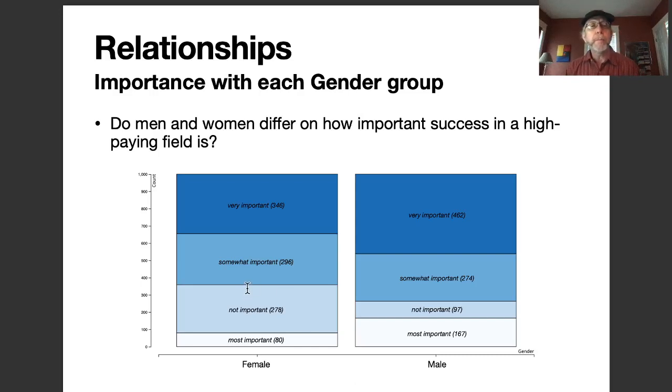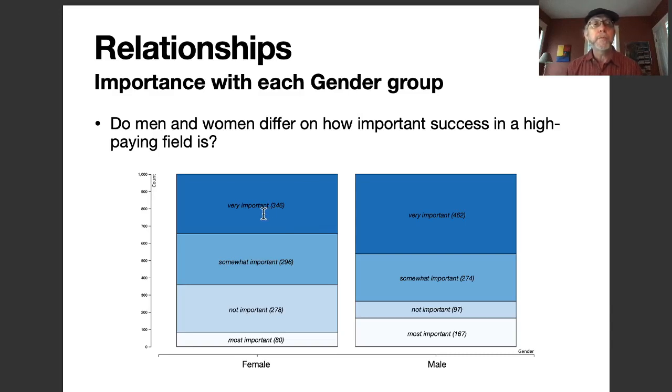Among the 1,000 women respondents, I've segmented their bar into those who responded that it was very important to have a successful career, somewhat important, not important, and most important. And then we've done the same thing over here for the men. So you can already see that there are some differences between men and women here. More of the men think that it's very important than the women.